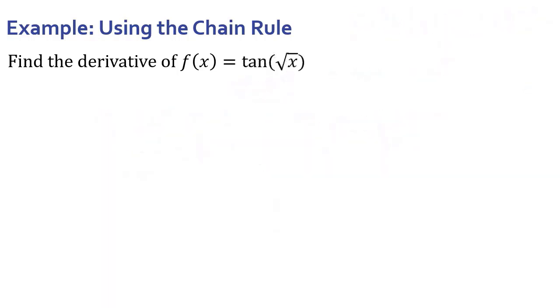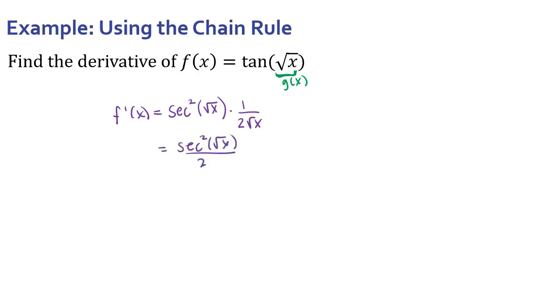So let's look at another one. Here we'd say our inside function, our g of x function, is the square root of x. Our outside function is the tangent of x, okay? So if I were to find this derivative, the derivative of the outside function is secant squared with respect to the inside, times the derivative of the inside function, which is 1 over 2 root x. So this would be secant squared root x all over 2 root x.